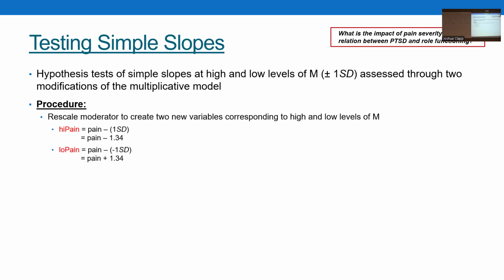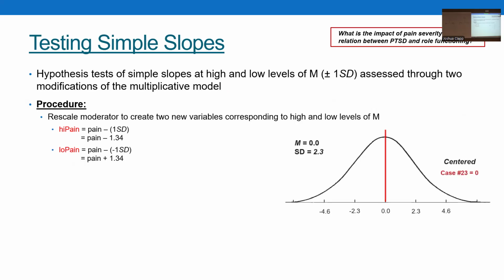This is kind of counterintuitive, right? Because in order to get my variable for high pain, I'm subtracting a standard deviation. In order to get low pain, I'm adding a standard deviation, which seems not the way I would expect it to be. I would think for low pain, I would subtract a standard deviation. For high pain, I would add a standard deviation, right? But let's take a look at our graph to see what's happening, okay?